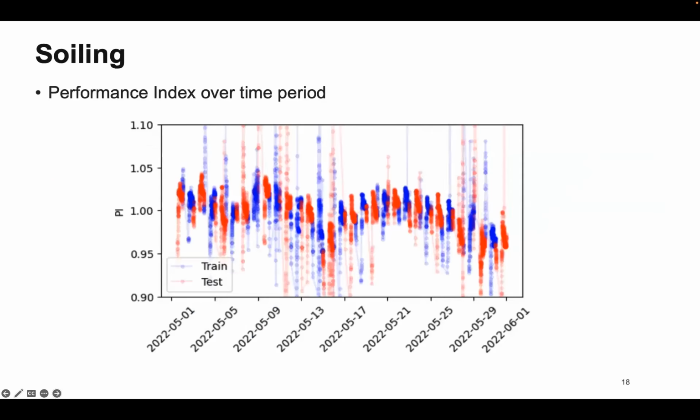Thanks, and I'll throw this up. This is what soiling looked like throughout the month, so it's a bit all over the place.